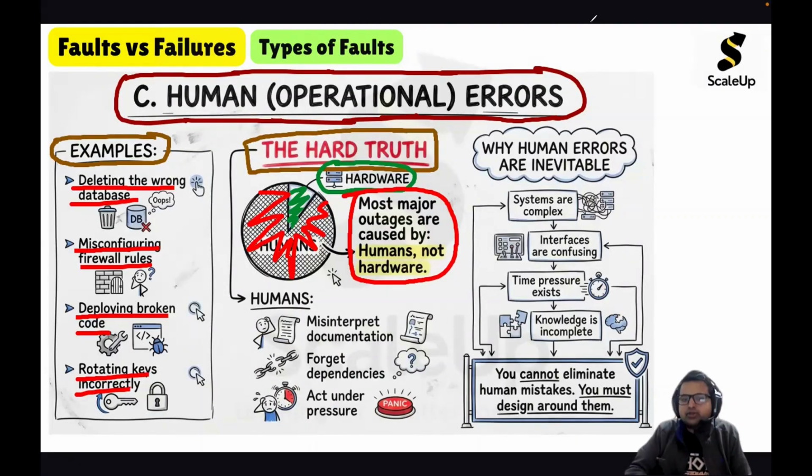Now, why is it so? Let us understand. If we talk about humans, they can misinterpret documentation, they can forget dependencies, they can act under pressure.